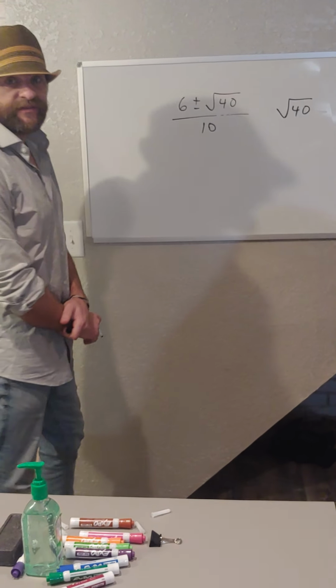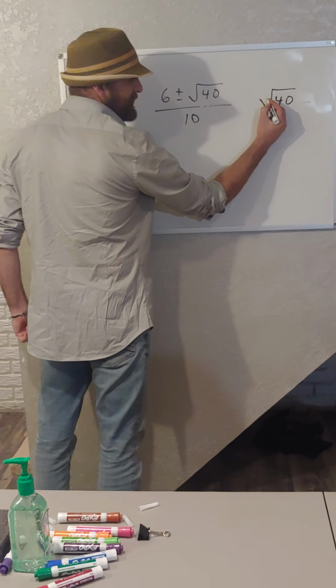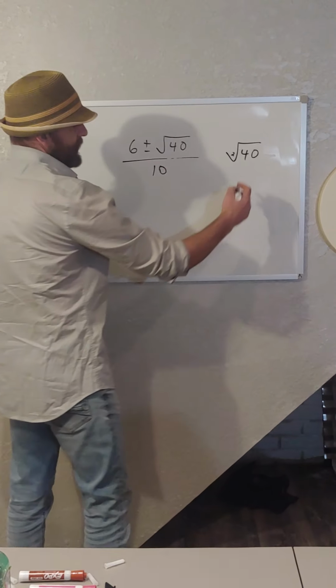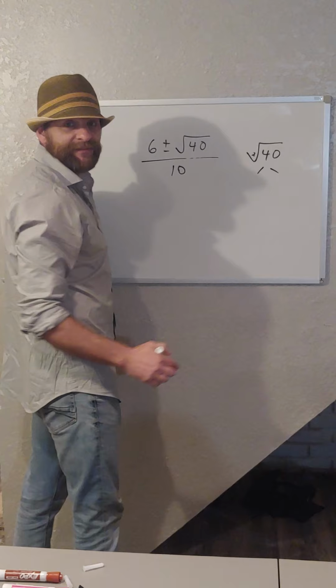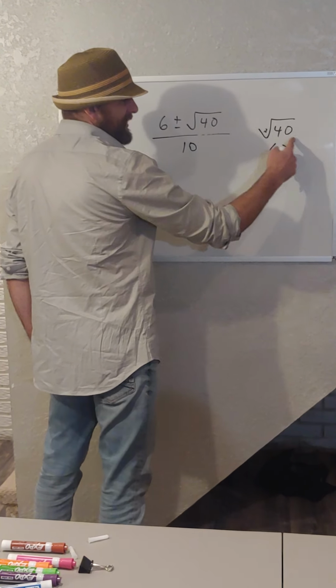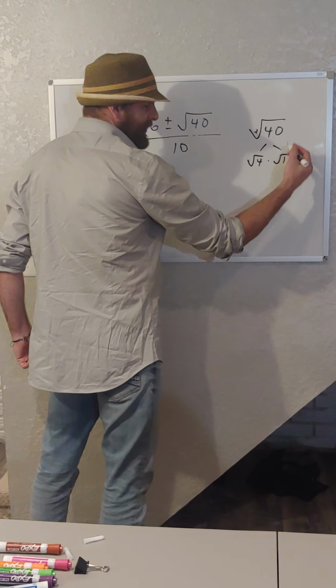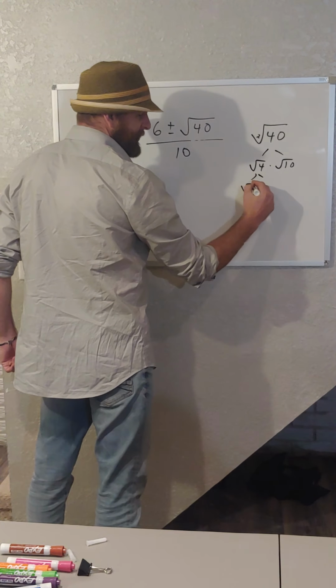is simplify this. Now remember, there's an invisible 2. If there's not a number there, there's always an invisible 2 there. We do a factor tree. Find 2 factors that get us to 40 other than 40 and 1. You could do 8 and 5 as well if you'd like, or 2 and 20, it doesn't matter.